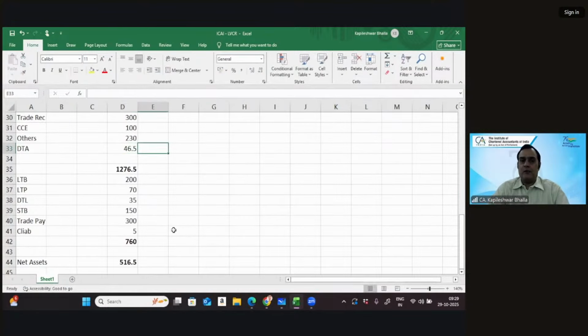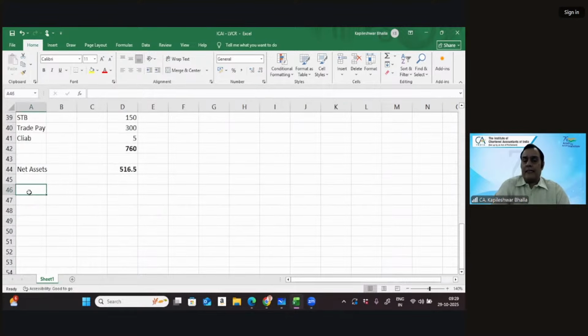Now you can see the advantage of the Excel. Automatically my calculation gets fixed. Right, so step number 3B is done. The list of the net assets is taken care of. Now comes the crucial step, which is the calculation of the purchase consideration. So let's go to step number 4.